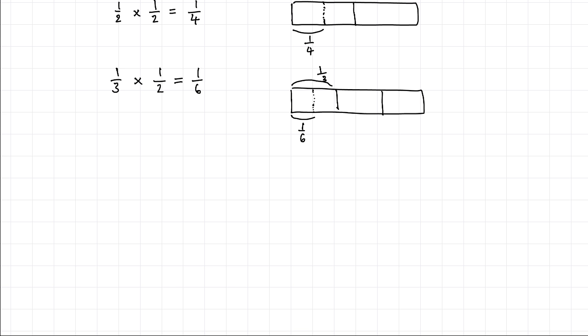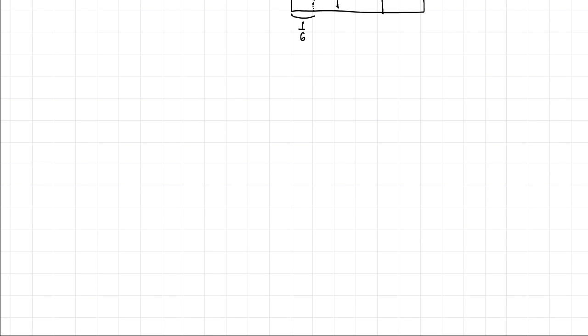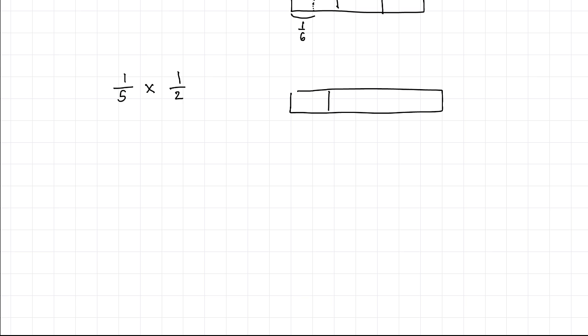Let's try another one. Let's try with a fifth. So let's have 1/5, and we'll multiply that by a half again. So again, I'm going to draw a rectangle here. Okay, and I need to split this into fifths. Okay, so there's my 5 sections. They're not very nicely drawn, but this is my 1/5, so I'm gonna call that 1/5.